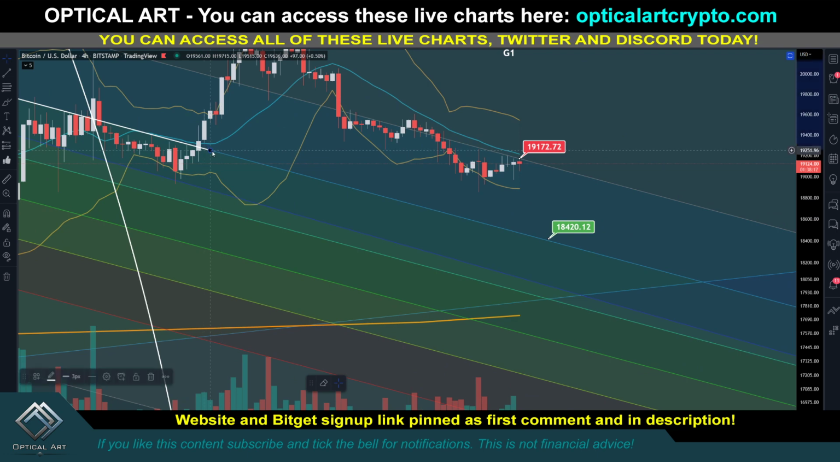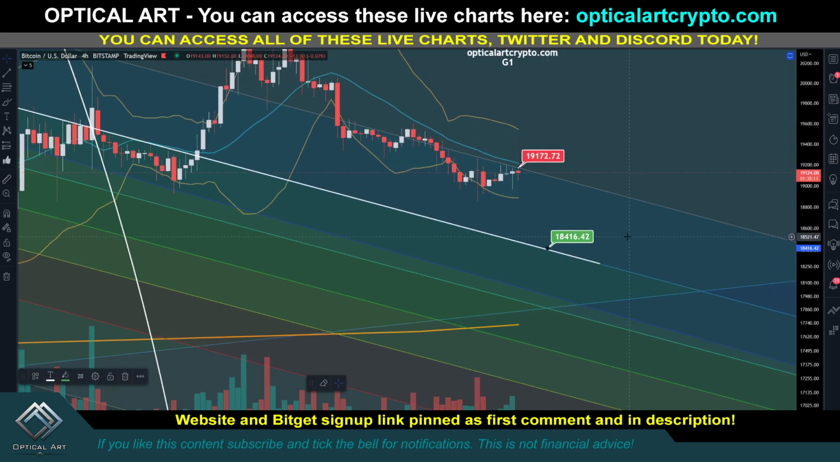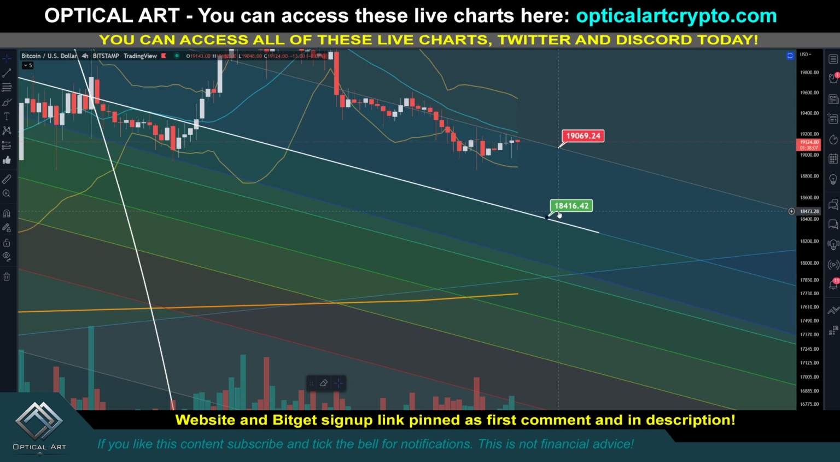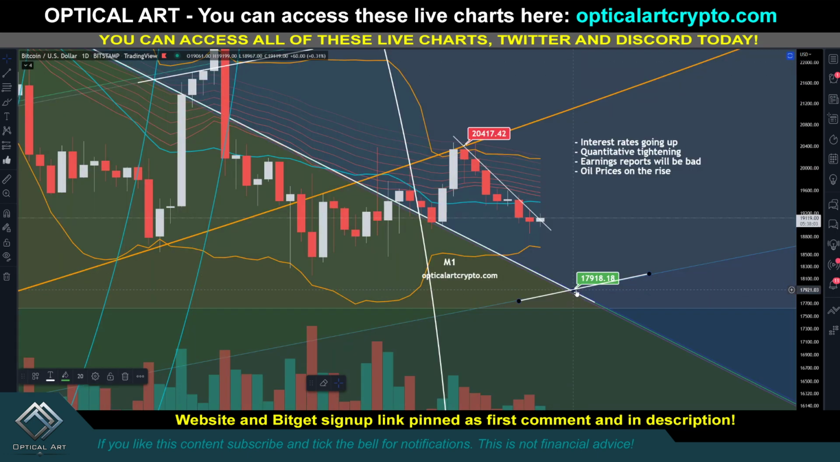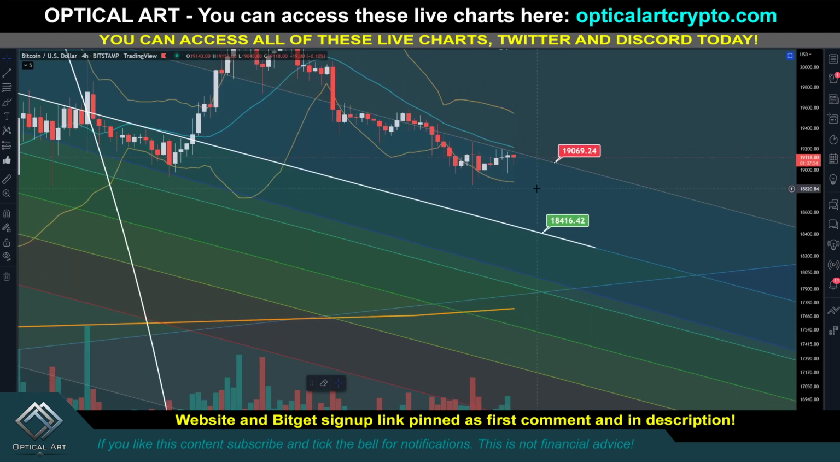Well, that tells you right off the bat, if we drop, the next point to scalp long is right here around 18,416. And if we push up, well, that's the next point short, 19,069. And if we break 18,416, I just showed you on the M1 chart, right? This is where you go in heavy long, 17,918. So these are your closest major support and resistance levels.